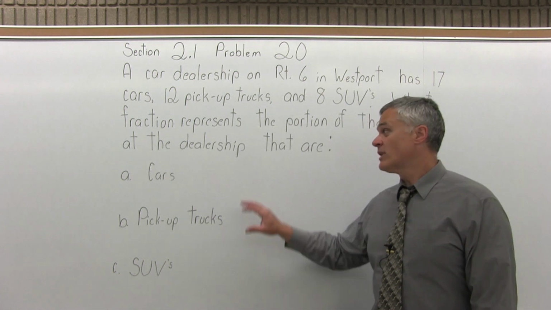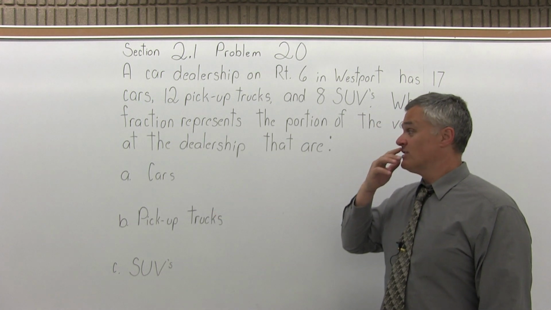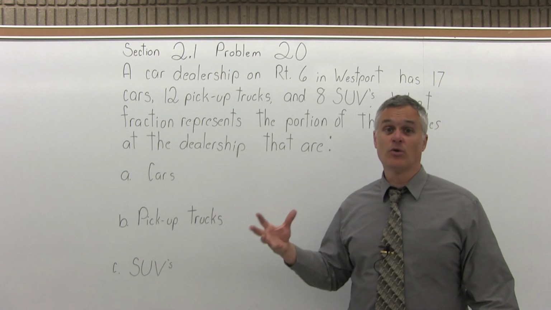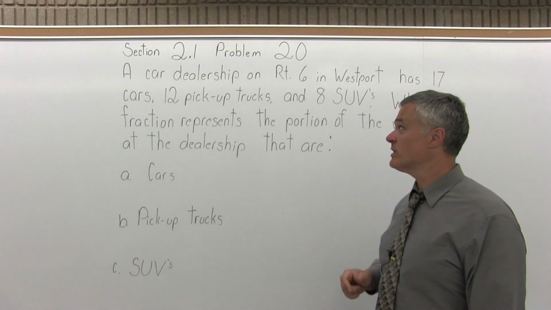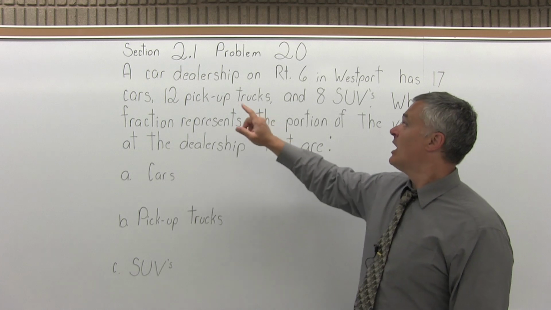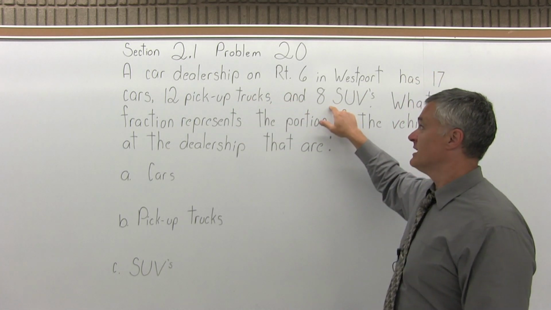So we're going to make a fraction for each one with a numerator and denominator, or top and bottom. And the denominator is going to be the total. Now, it doesn't come right out and tell us in the question what that total is, but we can add it up pretty quickly. So we want to add 17 for the cars, plus 12 for the pickup trucks, and 8 for the SUVs.